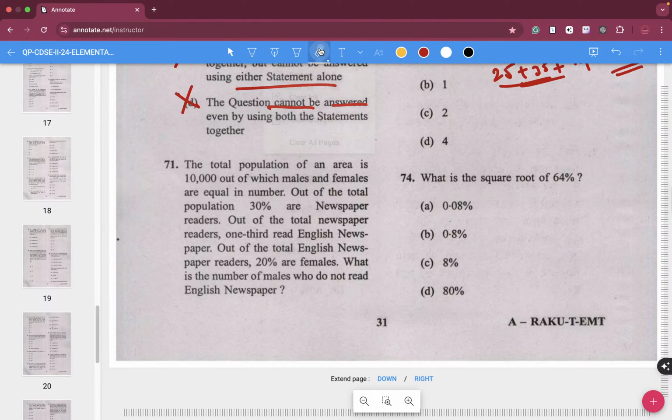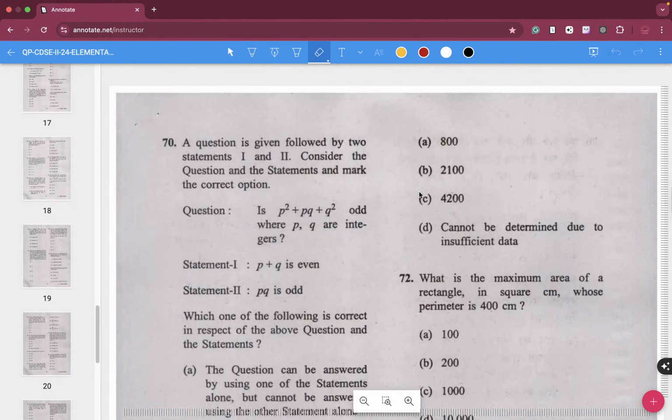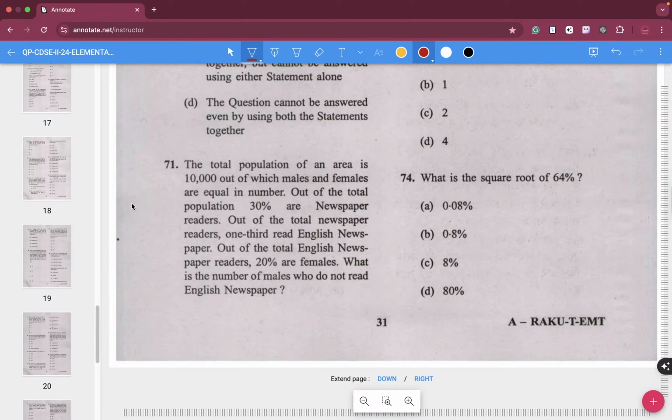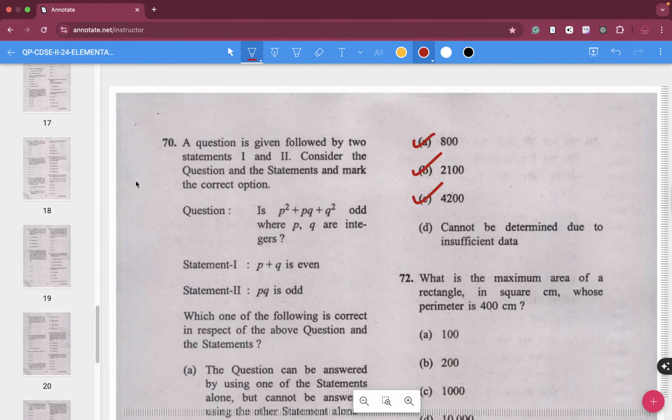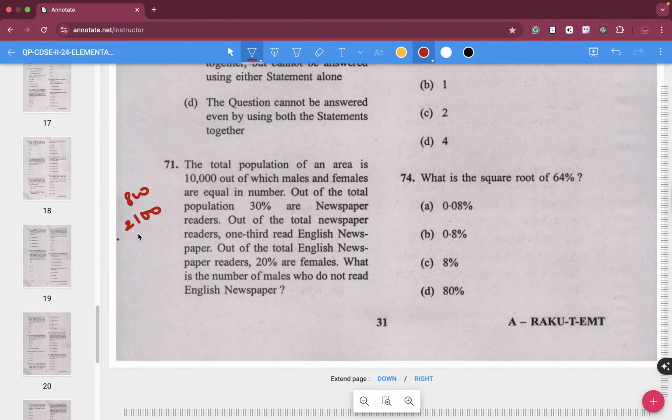All right, let's move on to question number 71. The options are 800, 2100, 4200, and cannot be determined. The total population of an area is 10,000, out of which male and female populations are equal in numbers. So male population is 5,000 and female population is also 5,000.